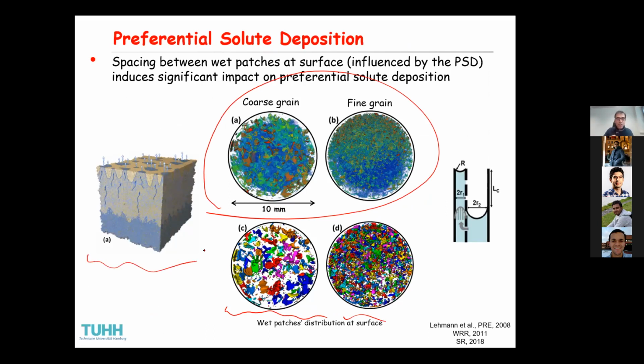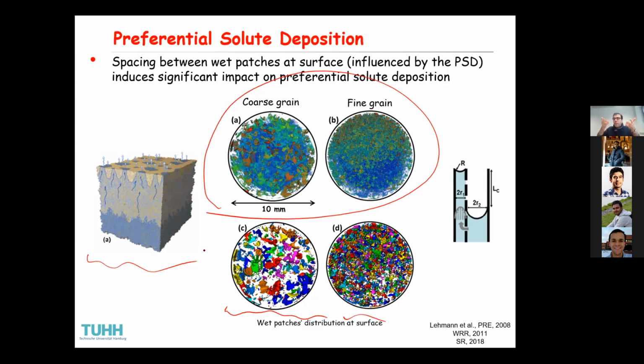Remember this conceptual picture I showed you, that the water comes up. When the drying starts, the large pores are invaded by air, right? And then the fine pores remain saturated. So you will have clusters of liquid at the surface, and the evaporation preferentially occurs from those spots. In the case of coarse textured material, you have fewer wet patches at the surface because the pores are larger. In the case of fine textured material, you have more wet patches.